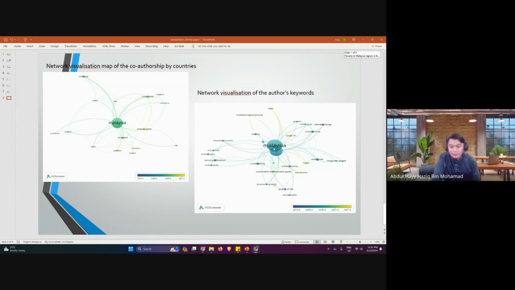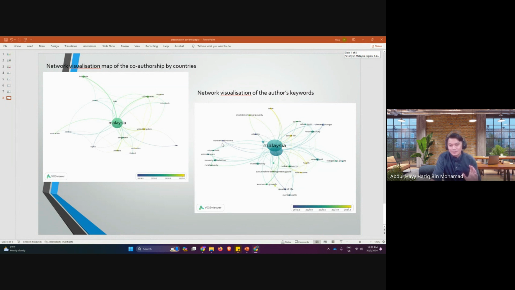Okay, next one is the network visualization of author keywords. The big one here is Malaysia. The second big is poverty, and we can see this is considered an older research. It's not that old; it is within 2019 also. However, we can see here this is considered the oldest within these years. Within the 6 years, this is the oldest, and they are researching about climate change, obesity, income.